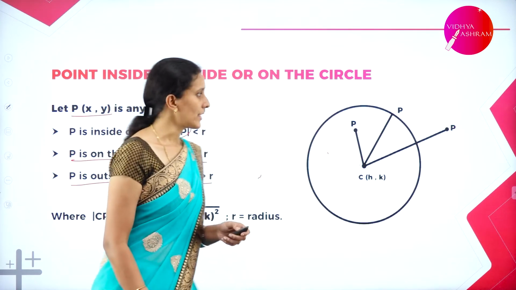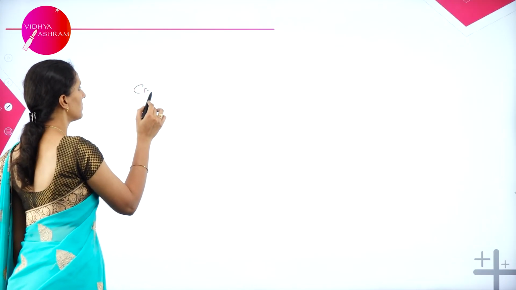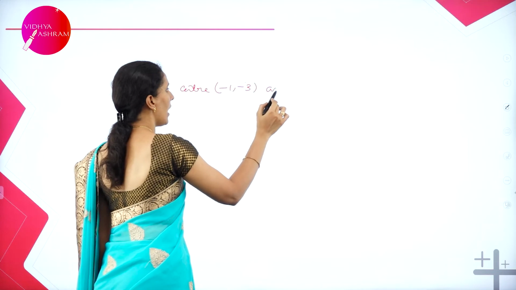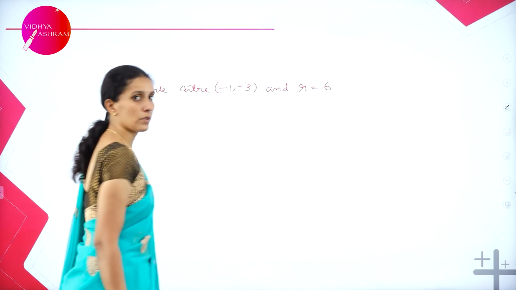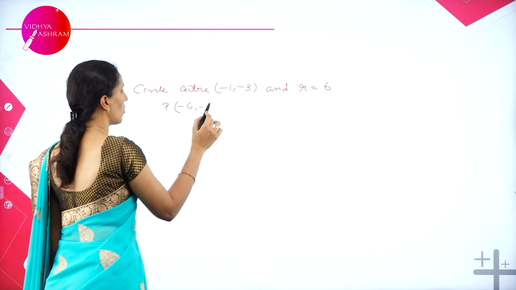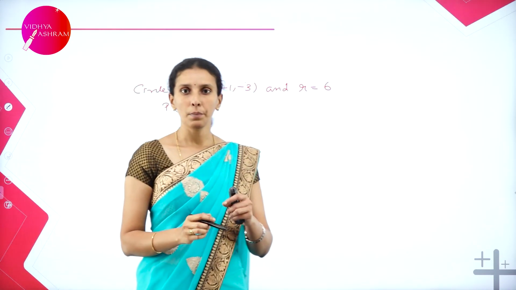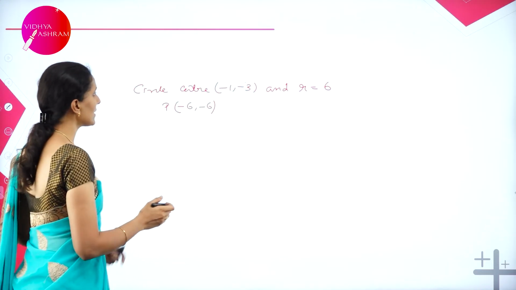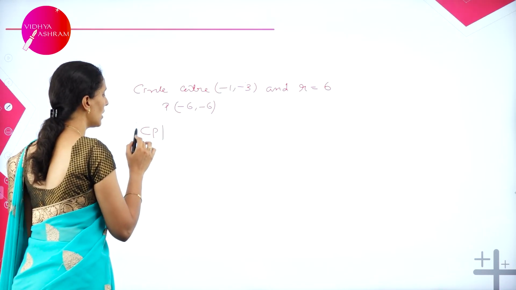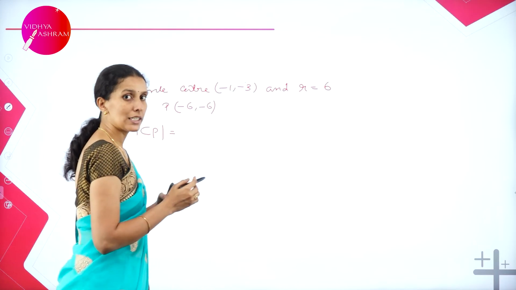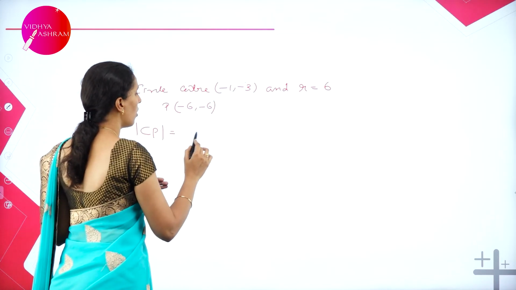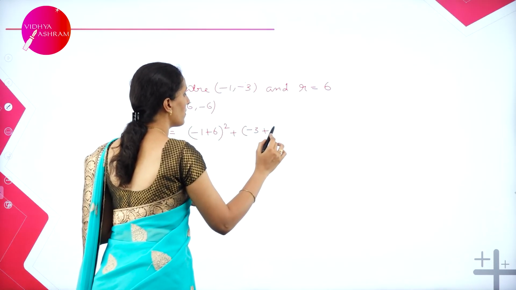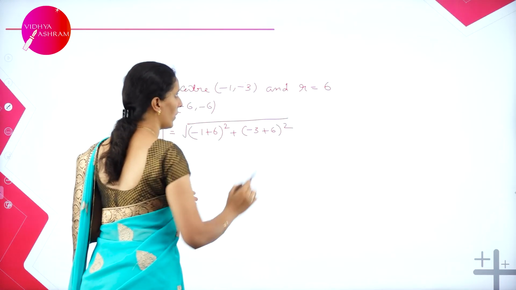So, let me show you through an example. Let me consider a circle with center (−1, −3) and radius equal to 6. Consider the point (−6, −6). Let's see where the point lies, whether it is inside the circle, on the circle or outside the circle. So, let us calculate the distance |CP| using the distance formula. So, −1 minus (−6) becomes +6, squared. Again, −3 minus (−6) is +3, squared, under the square root.